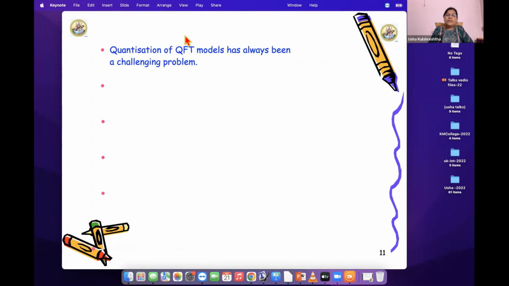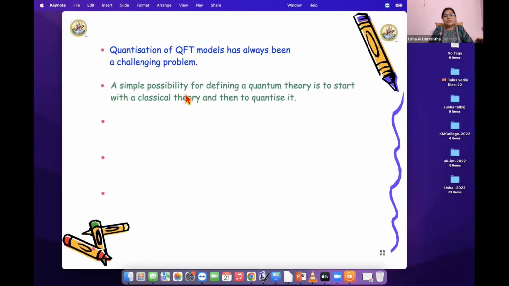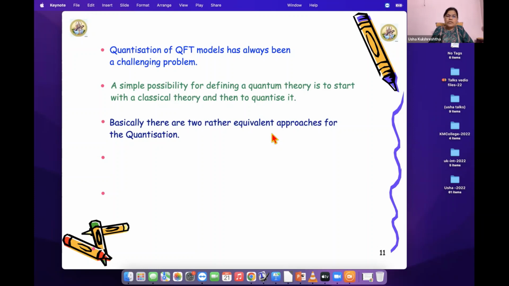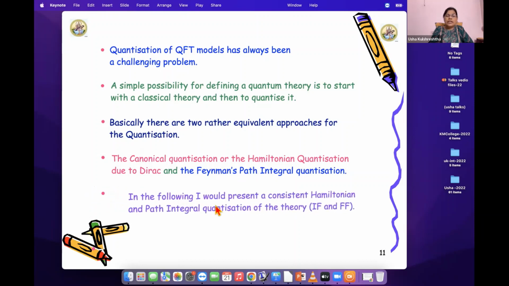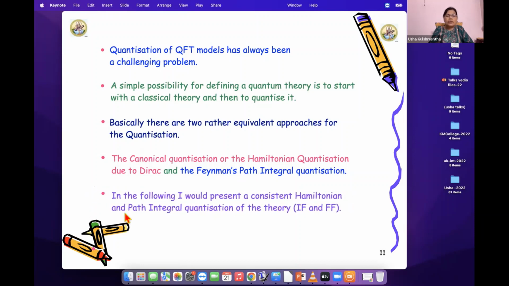And this Ginzburg-Landau model is a phenomenological field theory model of superconductivity. Also, most of the time, quantization of these models is a challenging problem. And a simple possibility for defining a quantum theory is that we start with a classical theory and then we quantize it. And basically for this, there exist two equivalent approaches. So the first one is called canonical quantization or the Hamiltonian quantization given by Dirac. And the other one is given by Feynman path integral quantization. So in this talk, I would present a consistent Hamiltonian and path integral quantization of this theory in both the forms.